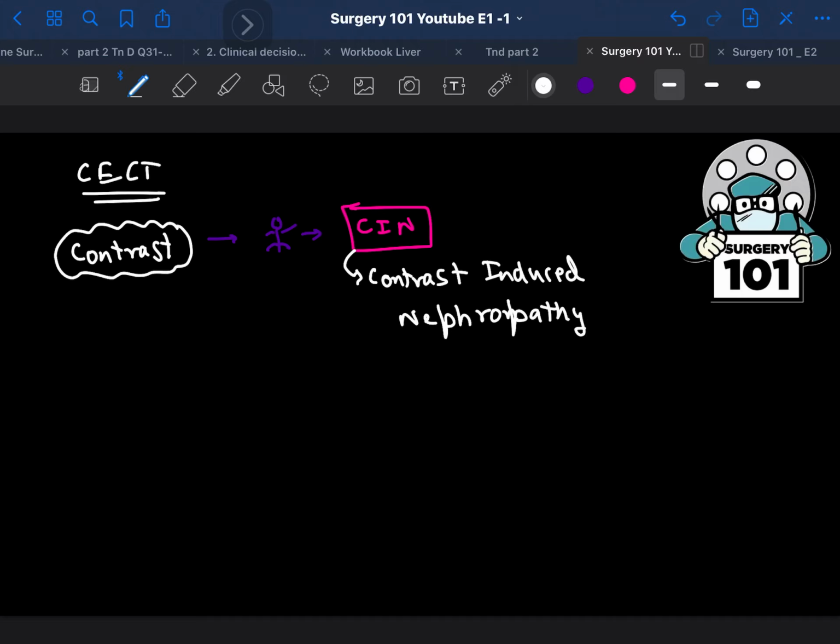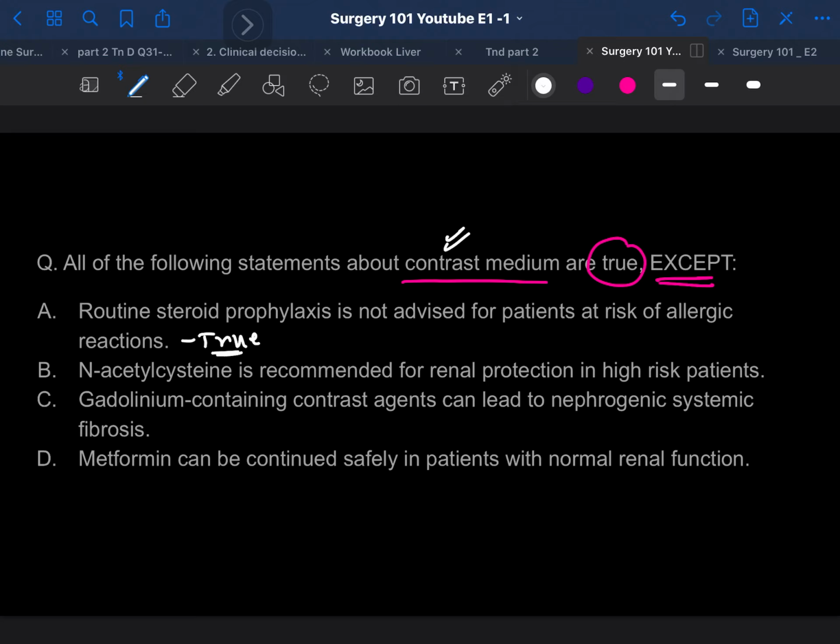Now, let us take it one by one. Routine steroid prophylaxis is not advised for the patients at risk of allergic reaction. It is a true statement. Now, do you give a routine steroid prophylaxis? Well, no. It is not recommended at all.